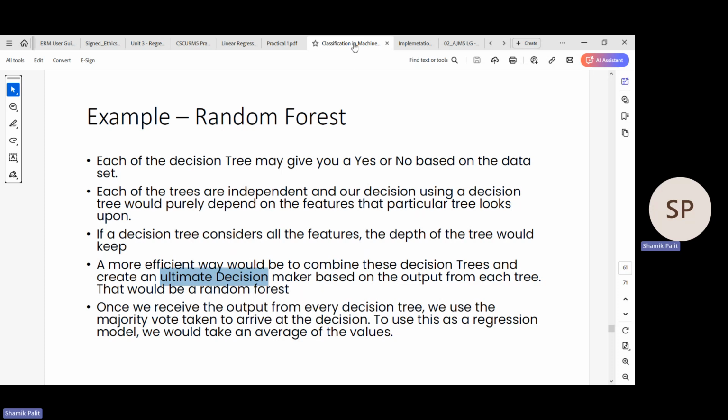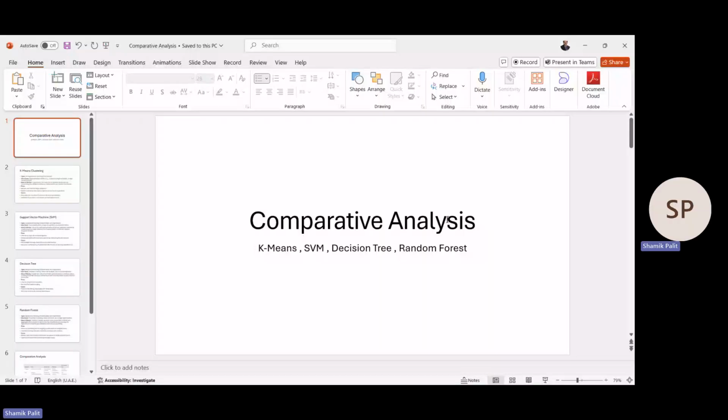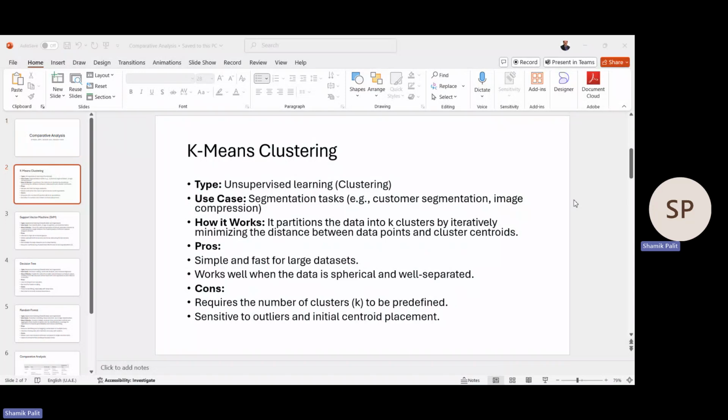Okay, so now coming to the comparative analysis, that's the next part which we would like to discuss over here. So in comparative analysis, basically what we have seen altogether, that K-means is an unsupervised algorithm, which is basically used for any kind of segmentation task. And obviously there are some pros and cons. Like the pro is that for a large data set, it is very simple. And the main task is to make the clusters. What we have learned in K-means, we are just representing in a summary form.